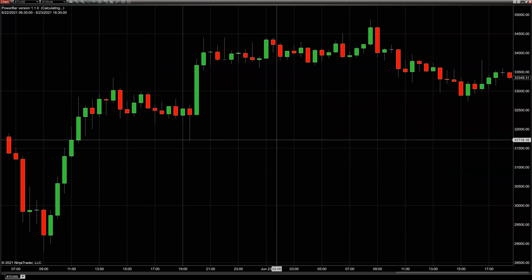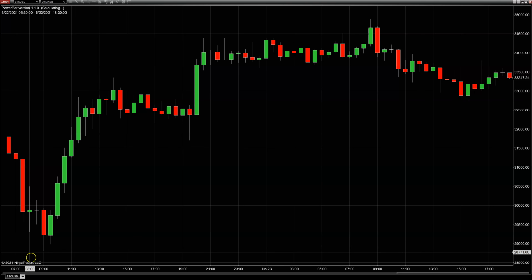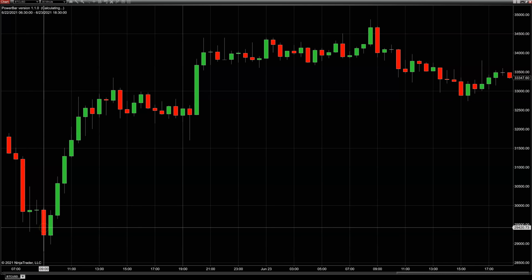But again, that big push down here yesterday. Let's see how it looks on the, I haven't looked at a 30-minute chart. But just give it a second here.